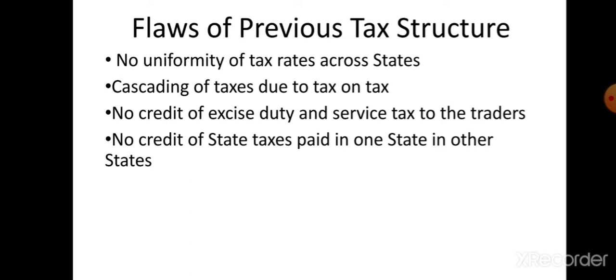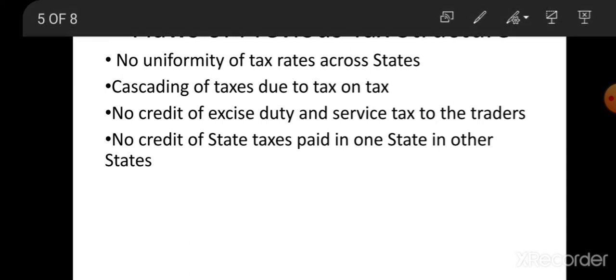Also, there was no credit of excise duty and service taxes to the traders. That facility or benefit was not there in the previous, or old, tax structure, which is one of the major flaws. And also, no credit was there for state taxes. State taxes paid in one state to another was also one of the major flaws.